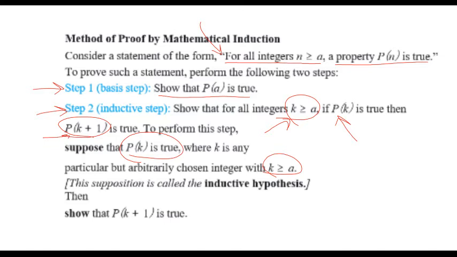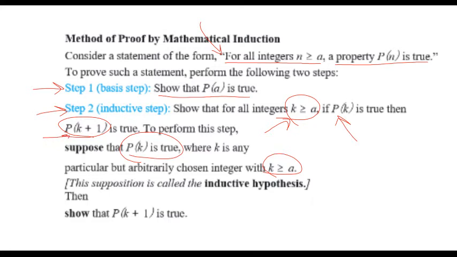If we want to prove that P of k plus 1 is also true, in order to prove the inductive step, we first need to assume that P of k is true for any arbitrarily chosen k that is greater than or equal to A, and then we need to try to prove P of k plus 1 using the assumption that P of k is true.